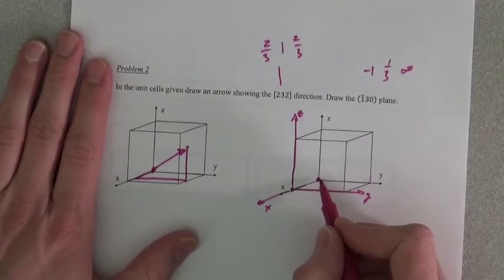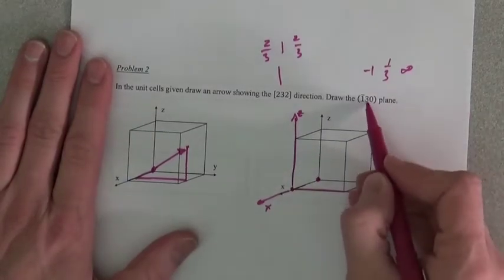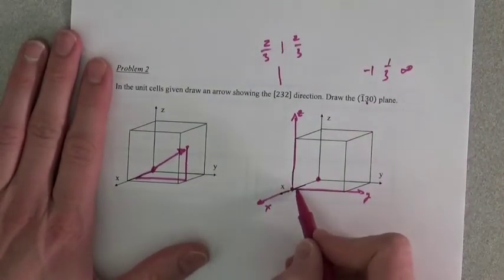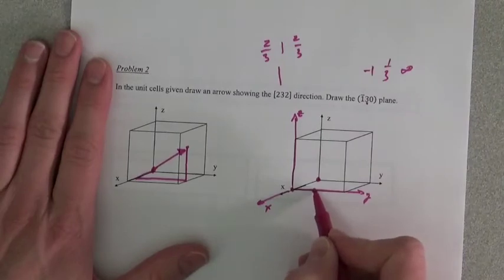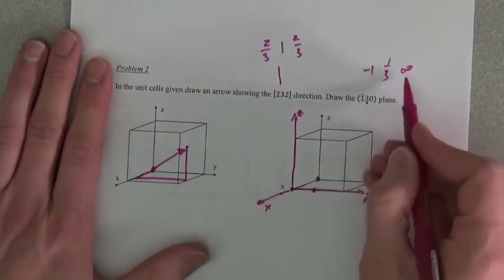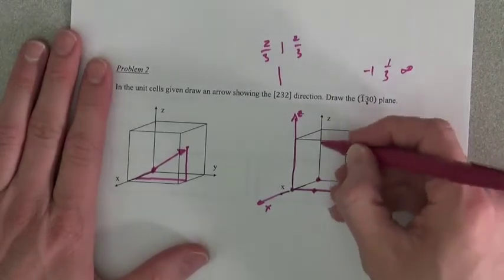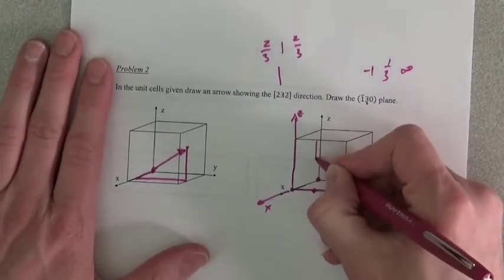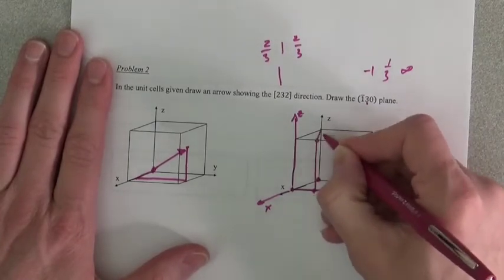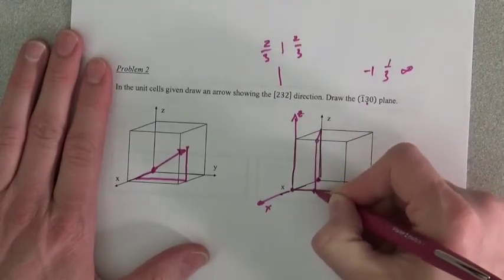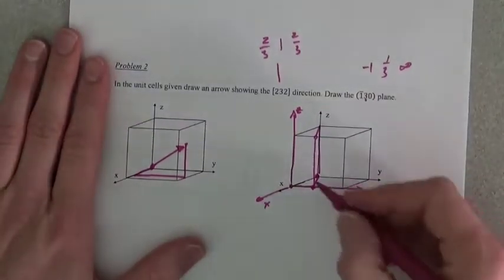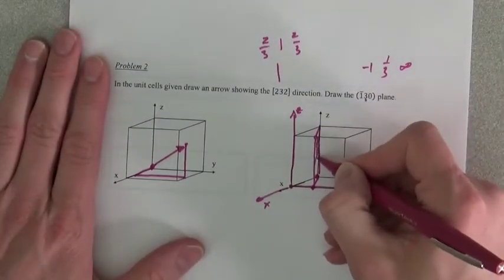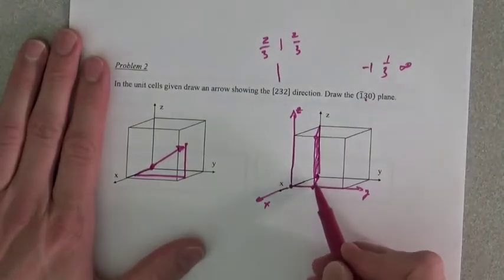I intercept y at positive 1/3. So it's going to be here. And z at infinity, so it never crosses. So that means we're going to have a plane that looks something like this. Kind of a narrow plane as it's drawn, but you can see where it intercepts the axes.